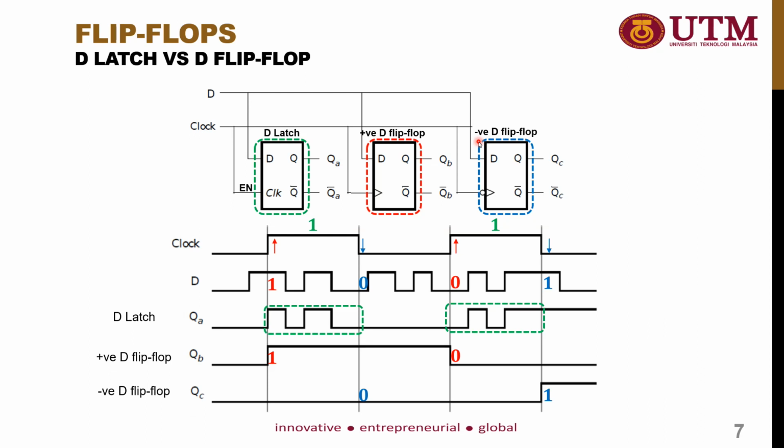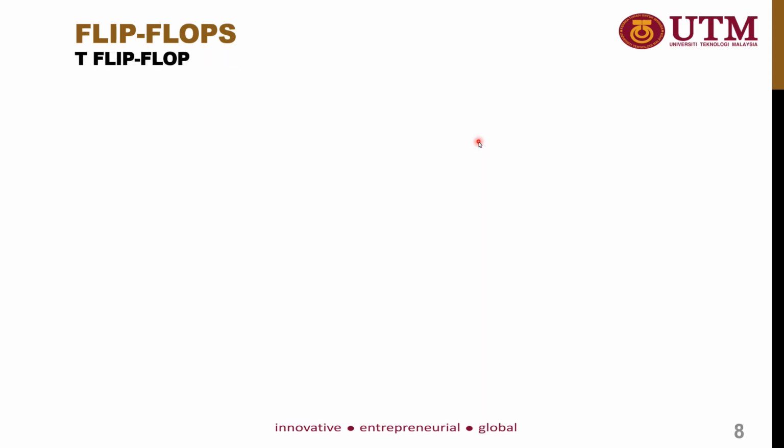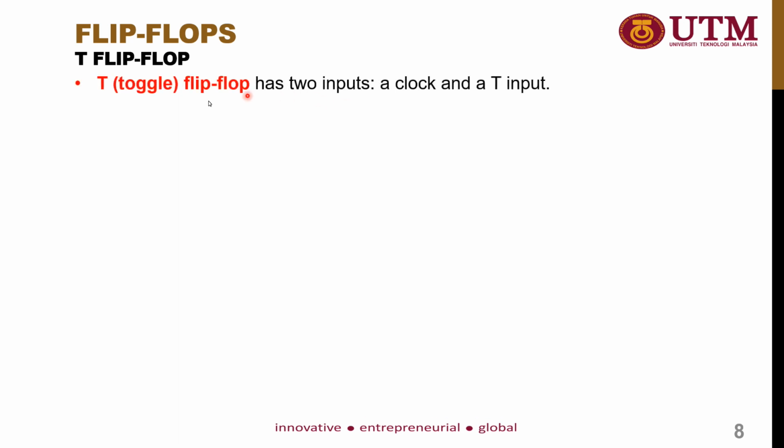Okay, so next I will show you the next type of flip-flop, which is the T flip-flop. So what is actually a T flip-flop? T, which represents toggle, flip-flop has two inputs, which are a clock and a T input.